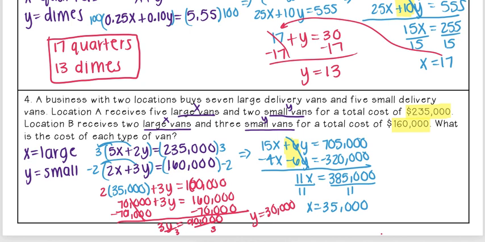So I got my x, I got my y. x was the cost of a large van, so I know large is 35,000. And small is 30,000.